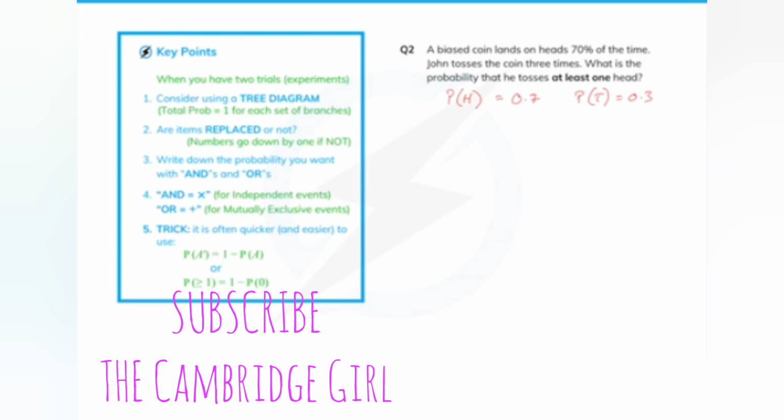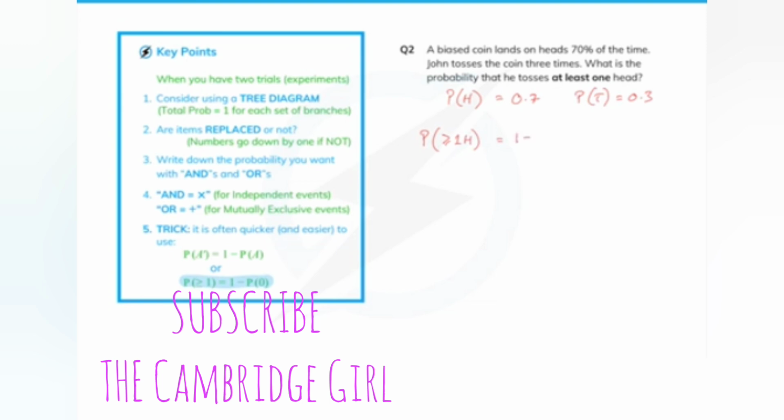Okay, now notice that there's a highlighted bit in the actual question. John tosses the coin 3 times. What is the probability that he tosses at least one head? And I think that's the question telling me to use this trick here. You could do it the other way, but it would take you a lot longer. So we're asked about the probability of at least one head, and I'm going to use the trick.